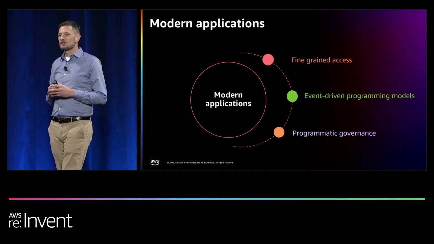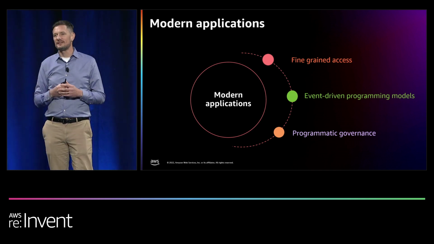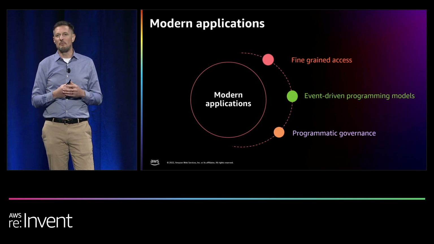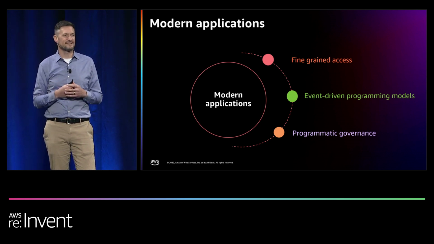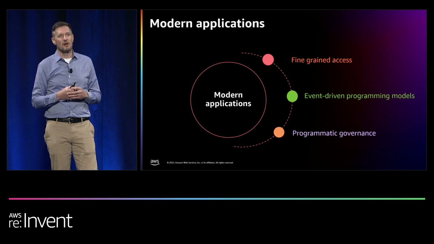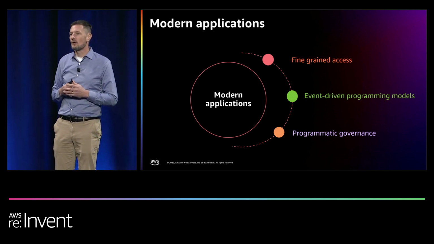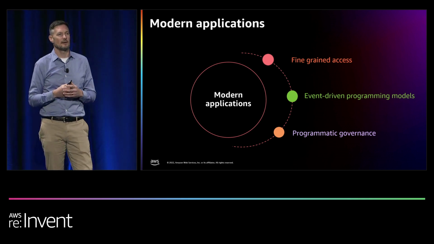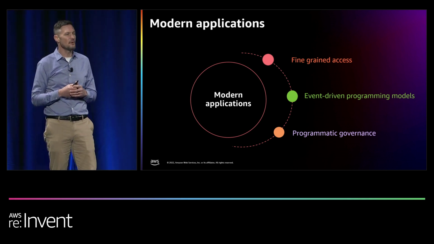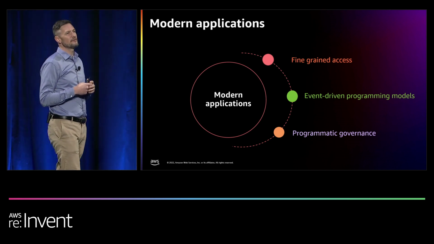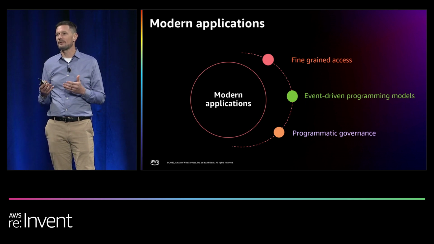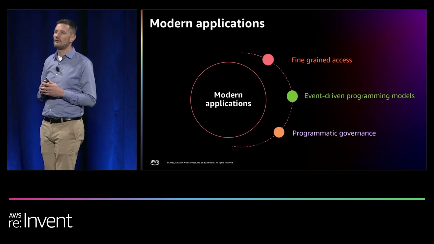So here at AWS, we have the benefit of a rich heritage of Amazon.com. And many of the services that our customers take advantage of today really come from this heritage of running one of the largest e-commerce platforms on the planet, and all of the capabilities that have gone into that over time. And they're now available to you and to our customers in terms of our services. So things like fine-grained access, event-driven programming models, and programmatic governance to be able to secure applications and make sure that they are compliant and meet all of the needs of enterprises today.